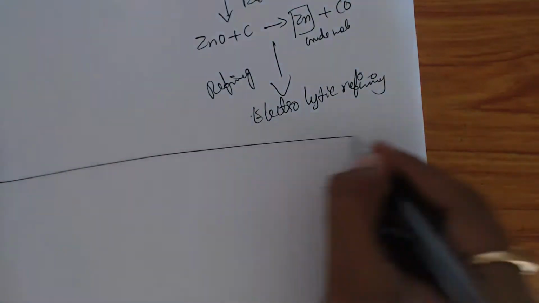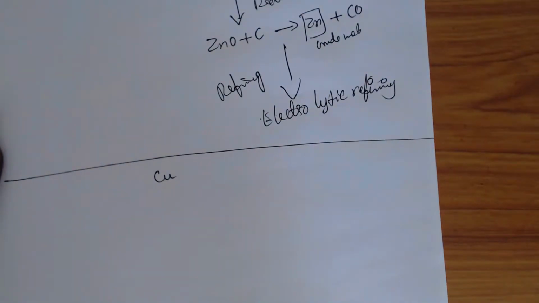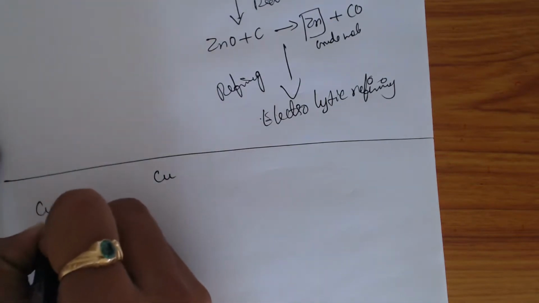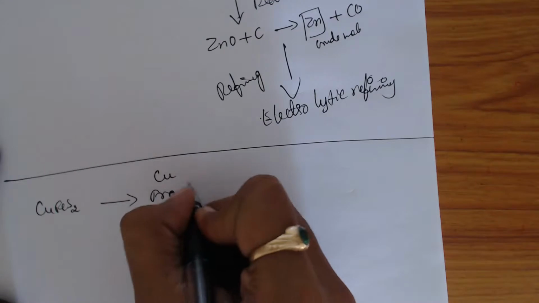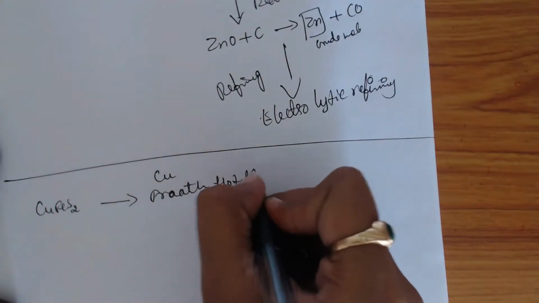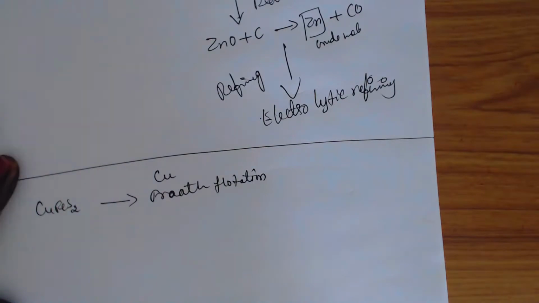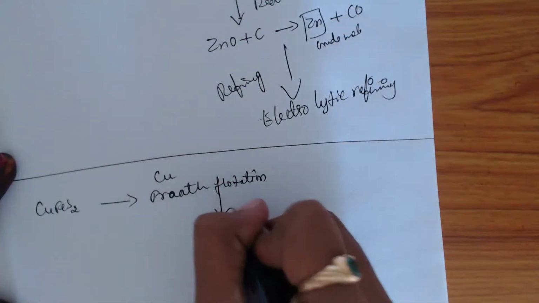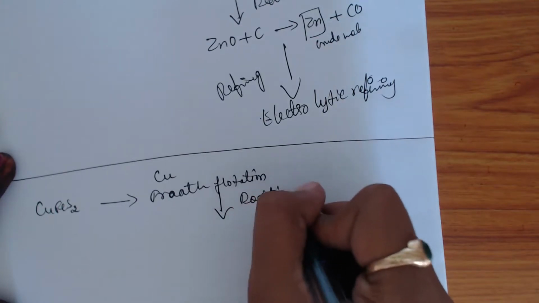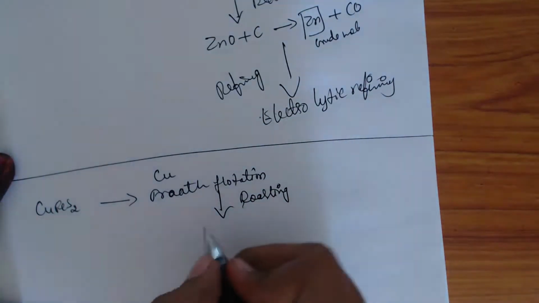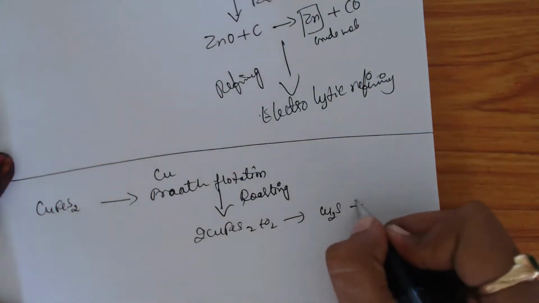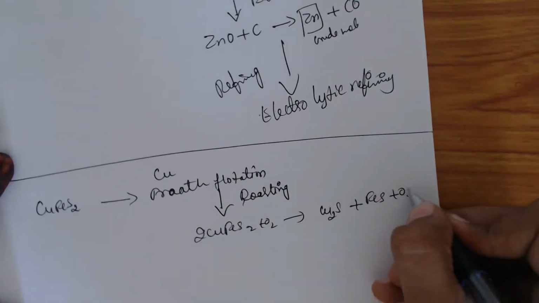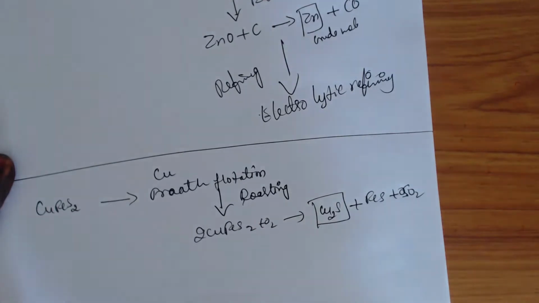Next, the last one is extraction of copper. In the extraction of copper, we use copper pyrite ore, CuFeS2. As it is a sulfide ore, it is concentrated with the froth flotation process, then undergoes roasting. Sulfide ore means it undergoes roasting. Upon roasting, what happens? It forms Cu2S plus FeS plus SO2. So only crude Cu2S we will get.